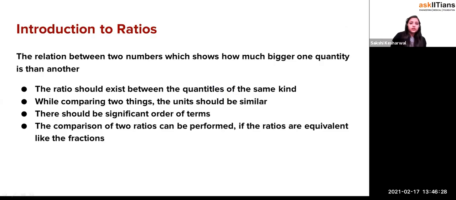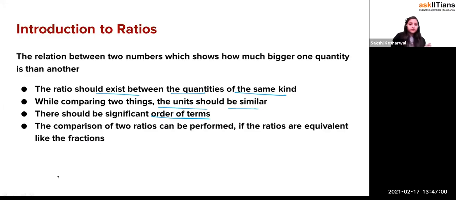So the first thing it says is that the ratio exists between two quantities of the same kind. What does the same kind mean? As I said, this can be in centimeters and I can be in meters, or this can be in centimeters and I can be in centimeters. So this is how it has to be measured, right? Now while comparing the two things, the unit should be similar, either centimeter-centimeter or meter-meter, right? There should be a significant order of the terms.